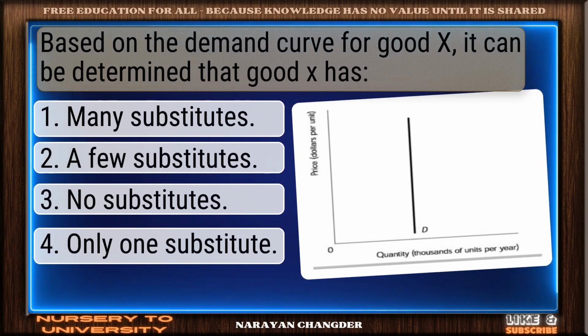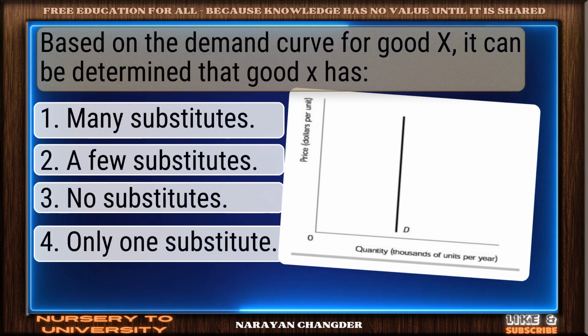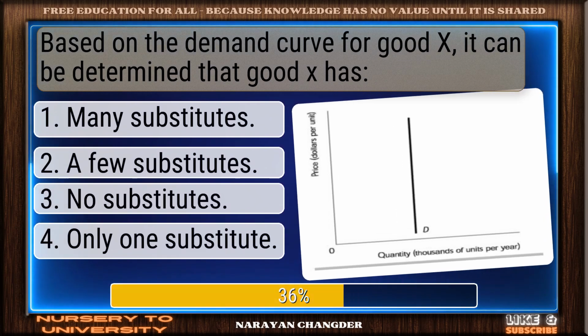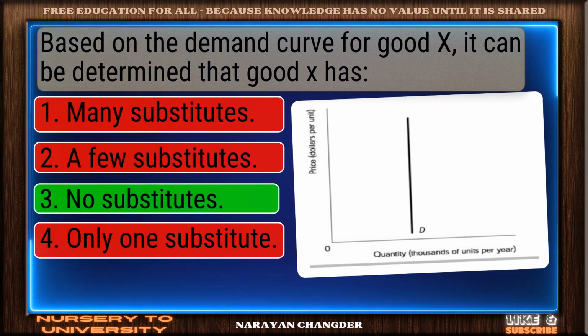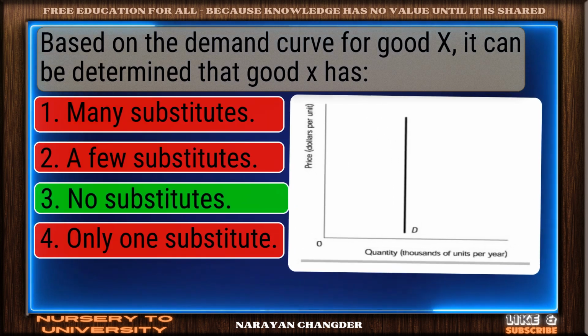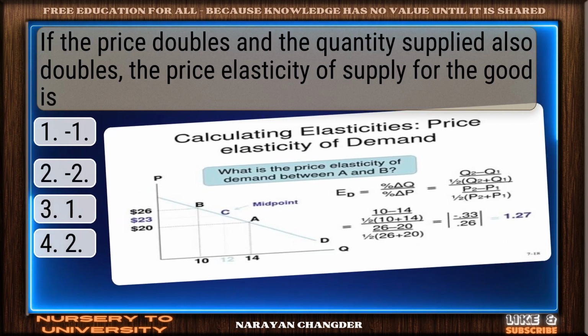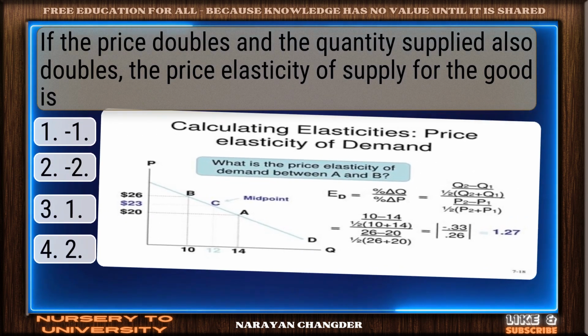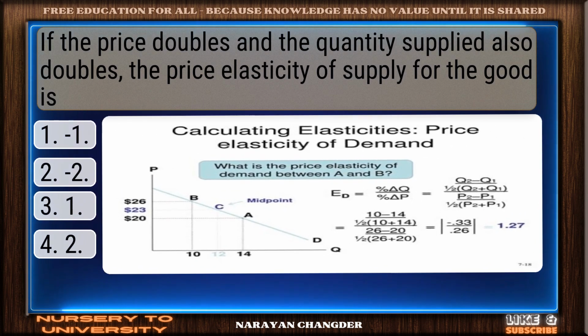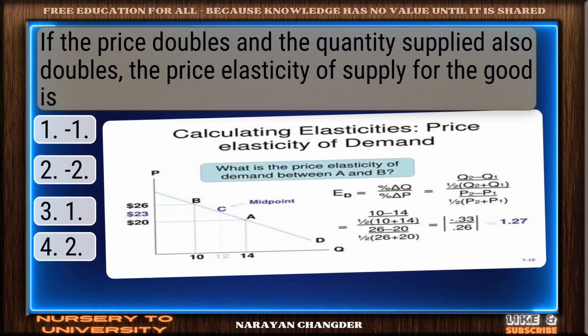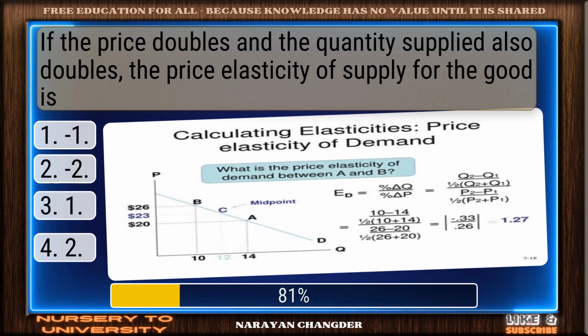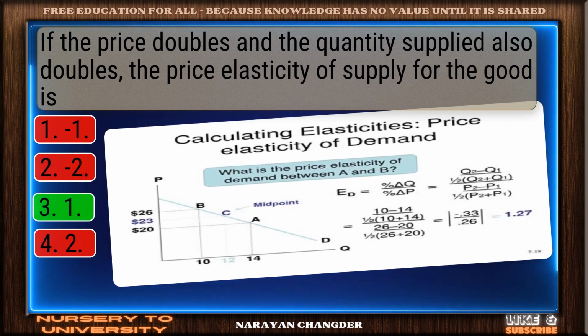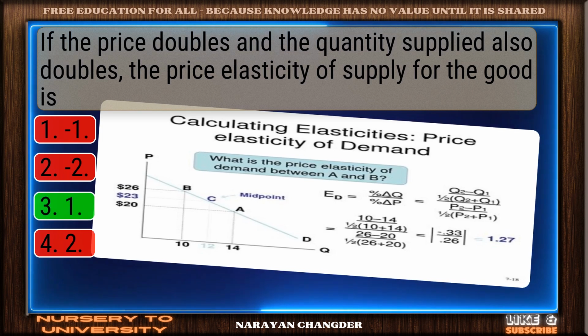Based on the demand curve for good X, it can be determined that good X has. Well reasoned. No substitutes is the correct choice. If the price doubles and the quantity supplied also doubles, the price elasticity of supply for the good is. Great job. 1 is the accurate answer.